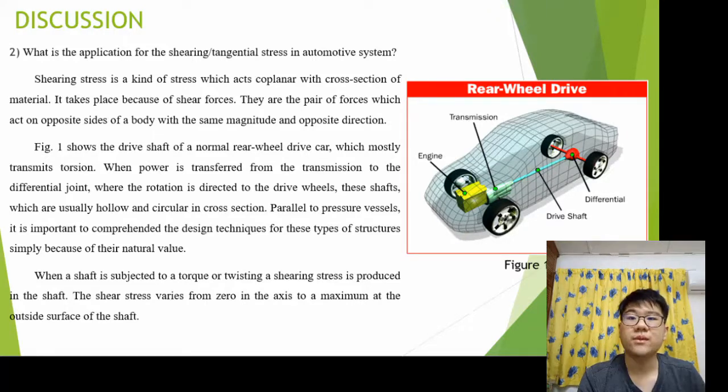parallel to a pressure vessel. It is important to comprehend the design technique for this type of structure because of their nature value. When a shaft is subjected to a torque or twisting, a shearing stress is produced in the shaft. The shear stress varies from 0 at the axis to a maximum at the outside surface of the shaft.